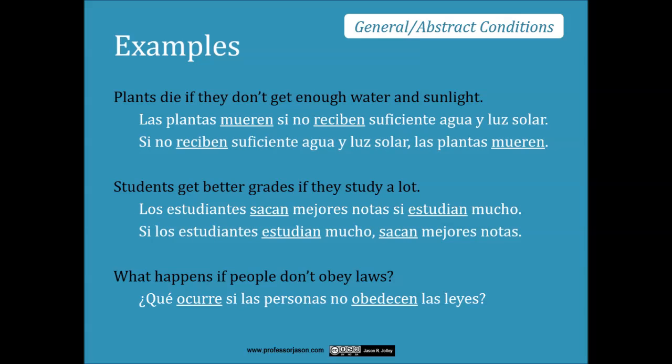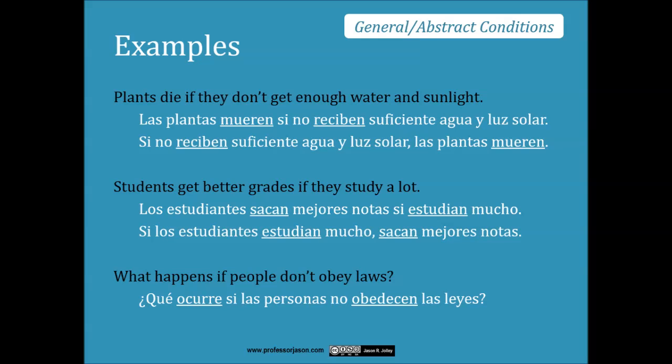Continuing on with the general or abstract conditions or if clauses. 3 more examples of this general mode, right? The first category. Plants die if they don't get enough water and sunlight. Las plantas mueren si no reciben suficiente agua y luz solar. So our verbs are in the present indicative. Si no reciben suficiente agua y luz solar, las plantas mueren.